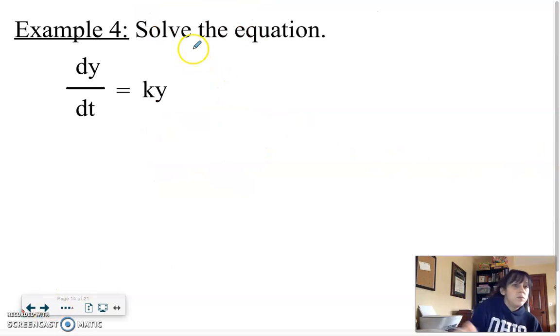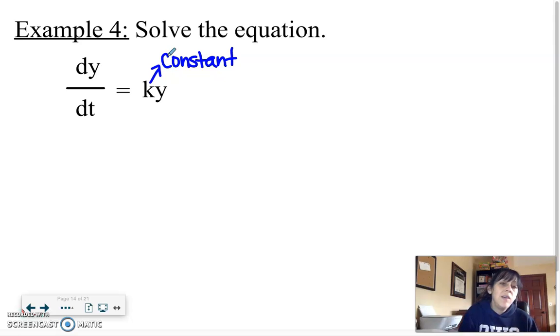Okay, so solve again. You'll notice a couple things are different. We have dy dt instead. So remember that if you have dy dt, that means you're taking the derivative of y with respect to t, okay? So essentially y and t are the variables in this equation. Anything else is a constant. So in this case, k is a constant value. It would be like if k was a 5, or 10 or 7,000, whatever. K is just some number.